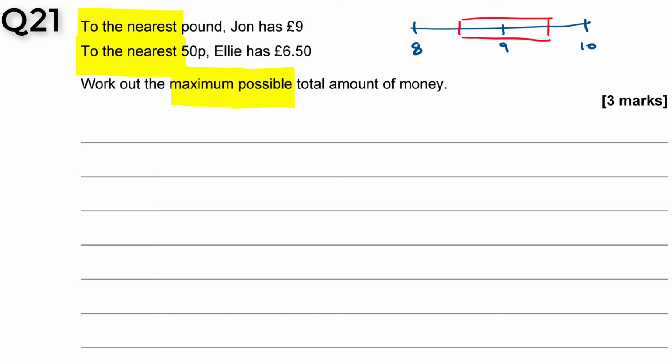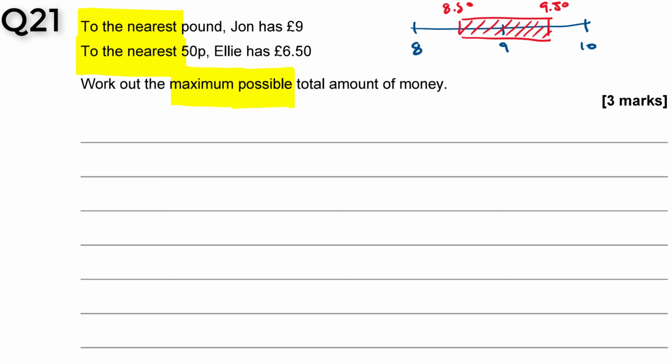Okay, so the boundary of that is going to be £8.50 at the lower end and £9.50 at the upper end. And obviously £9.50 technically rounds up, but it's still the boundary and it's still the value we use in these calculations. Okay, so £9.50 there.